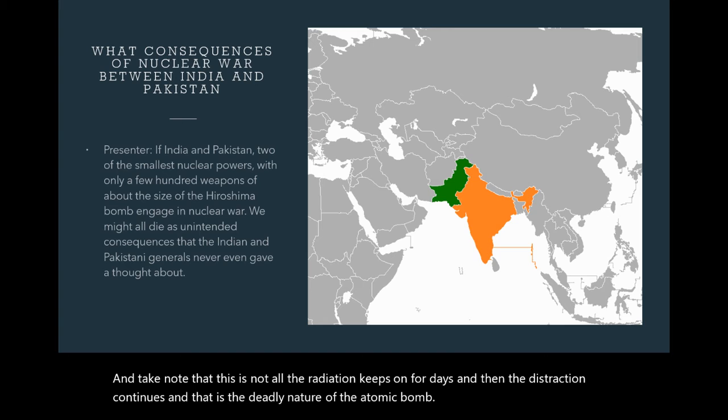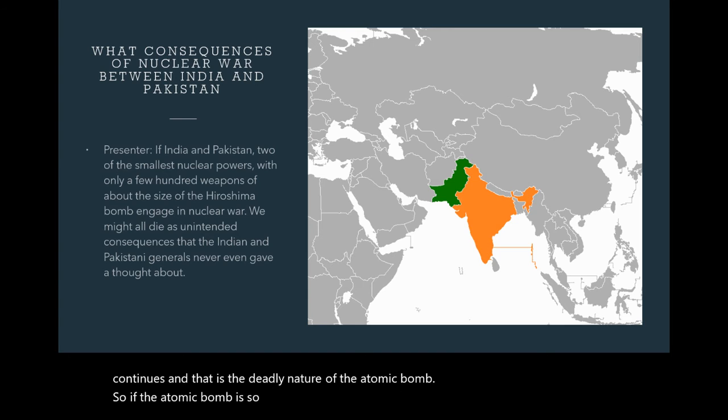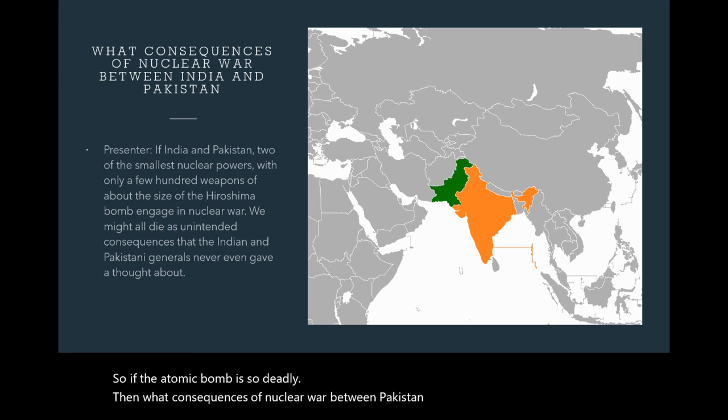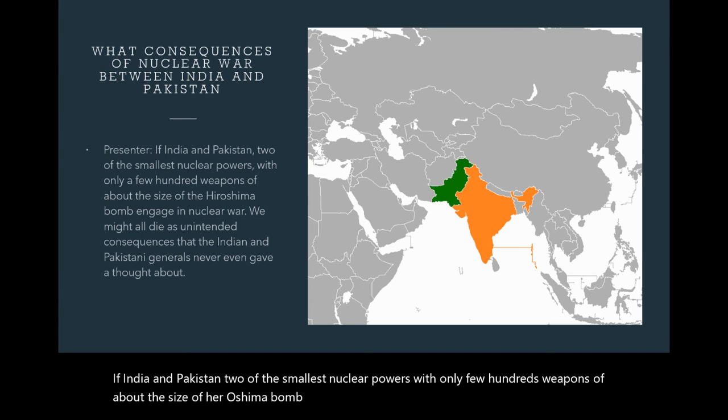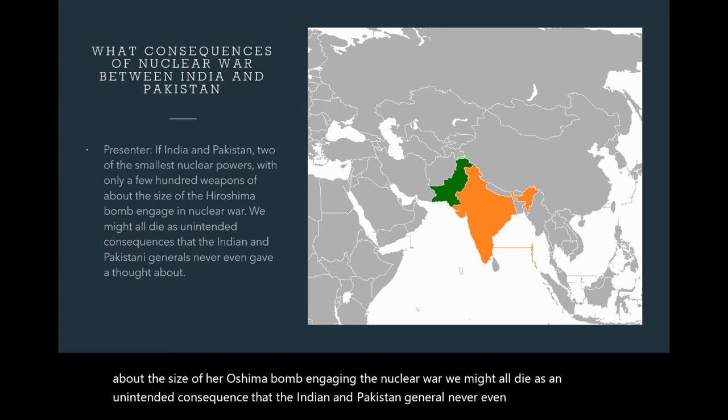So, if the atomic bomb is so deadly, then what are the consequences of a nuclear war between Pakistan and India? If India and Pakistan, two of the smallest nuclear powers with only a few hundred weapons about the size of the Hiroshima bomb, engage in a nuclear war, we might all die as an unintended consequence that the Indian and Pakistani generals never even gave a thought about.